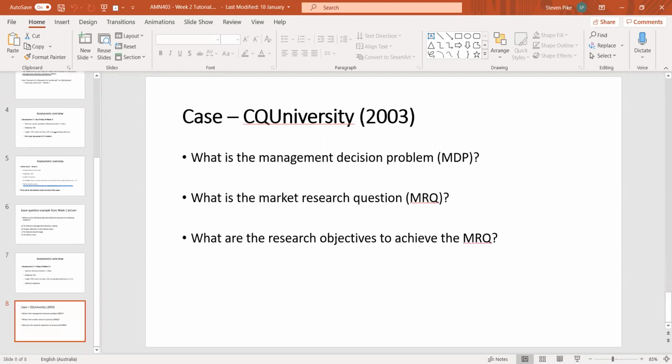All right, so then the second half of each tutorial is discussing a case. Now in class, the process is that we firstly get everyone to sit together in groups and think about just the first part. What is the management decision problem? We then come back and discuss everyone's views and then go back and get the groups to look at what is the marketing research question. We have a discussion, then go back and get each group to think about, well, what are the research objectives you would recommend to achieve the marketing research question.